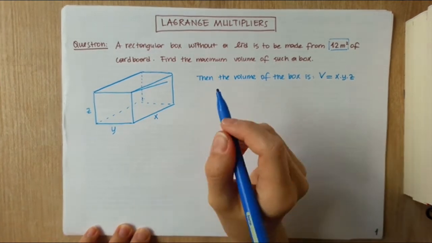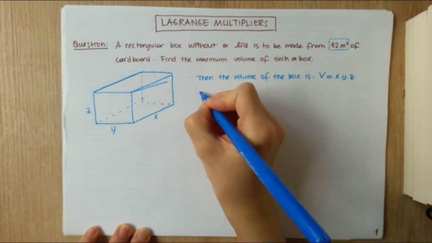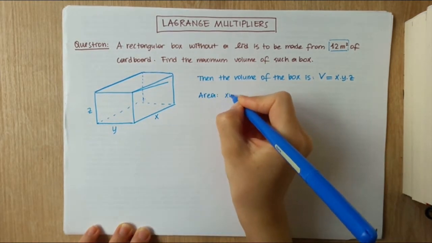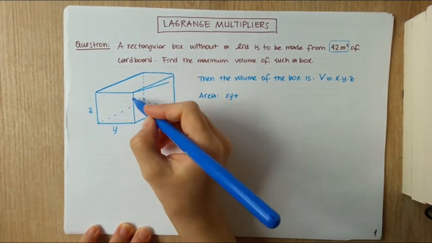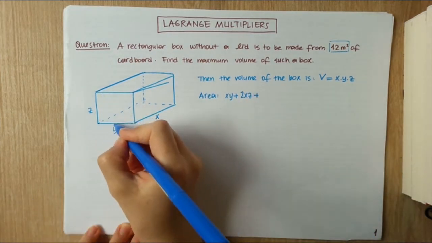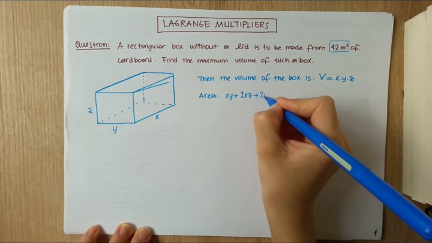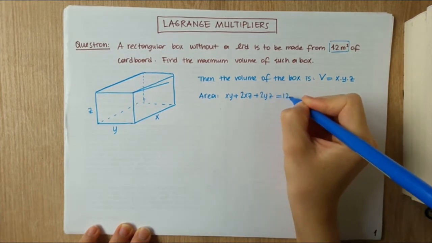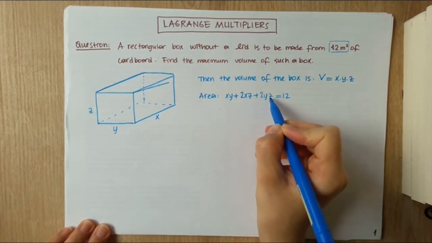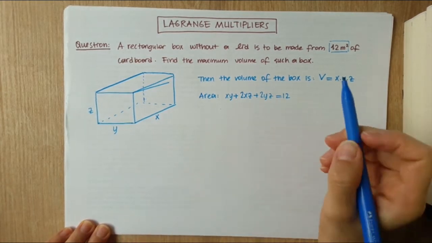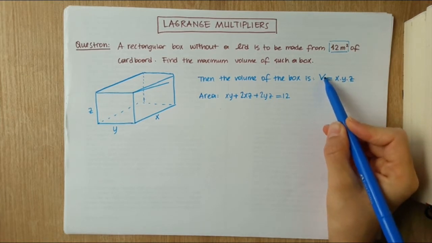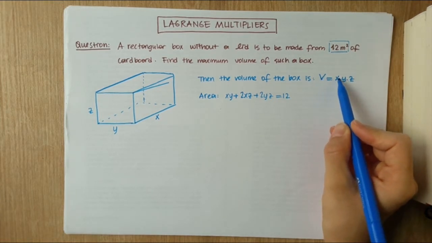Okay, so the area will be, first of all, we have a bottom area which is xy, plus we have two sides here, x times z, this side is z, 2xz, plus here we have yz, 2 times, and this equals 12. There is no other area here. So I can leave z alone, which means I can solve this equation for z, and then the obtained result can be substituted here. Then this function V, the volume function, will depend on only x and y.